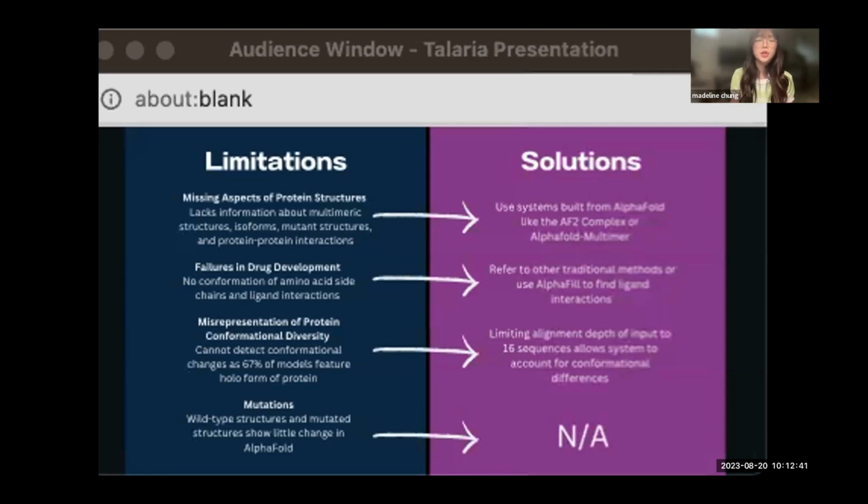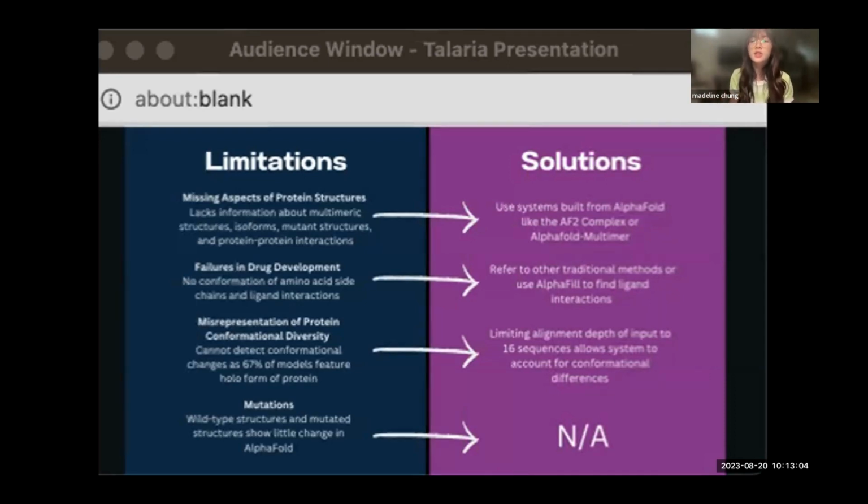And you might be wondering, well, previously, I already talked about AlphaFold being crucial in the process of drug discovery. And so the reason it has been possible to do this is because of this solution of referring to other traditional methods and experimentally solving these structures to find ligand interactions.